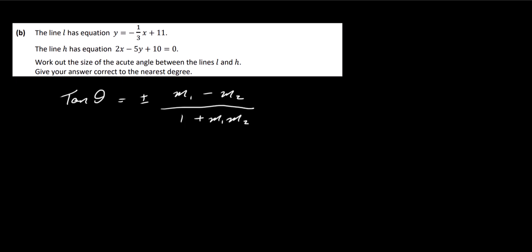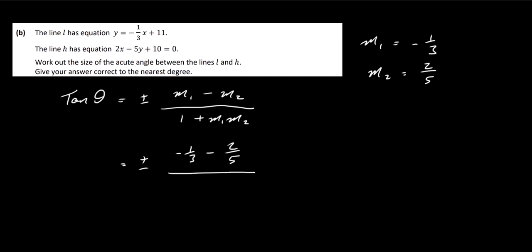So let's just work out our slopes first of all. For line 1, the slope is going to be this value here: y is equal to mx plus c, so it's minus a third. The second line is in the form ax plus by plus c is equal to 0. You could rearrange this and pick out your slope, or you could just do minus a over b, so minus 2 over minus 5, so just 2/5. So there are our two slopes, so let's stick those in here. We get plus or minus, let's say, minus 1/3 minus 2/5, divided by 1 plus minus 1/3 times 2/5.